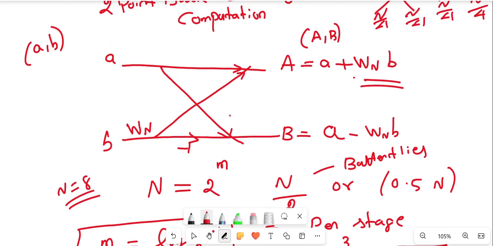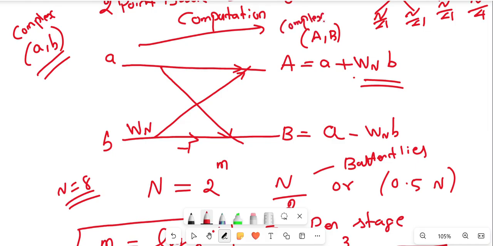So, in this, once the butterfly operation is performed on a pair of complex numbers a and b to produce the complex numbers A and B in this basic butterfly structure, there is no need to save the input pair a and b again.